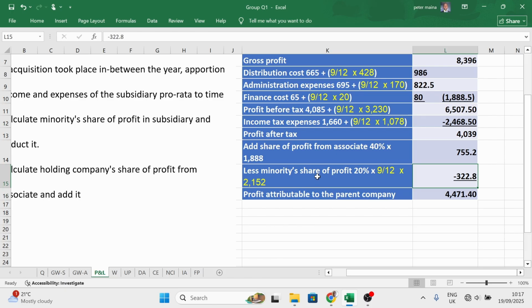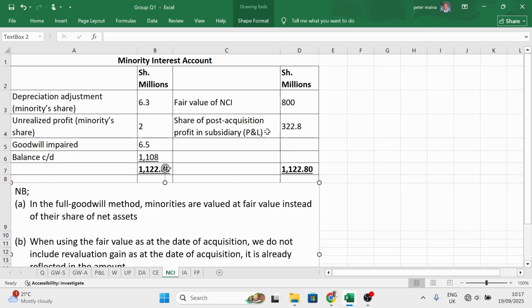This is the profit the minorities shared in the current year. So that is the one we are adding here, 322.8, because all of it is post-acquisition. It was gained after the date of acquisition. Then on the debit side, we are going to show the same items we had in the statement of change in equity, but now we are just going to take the share of the minority.